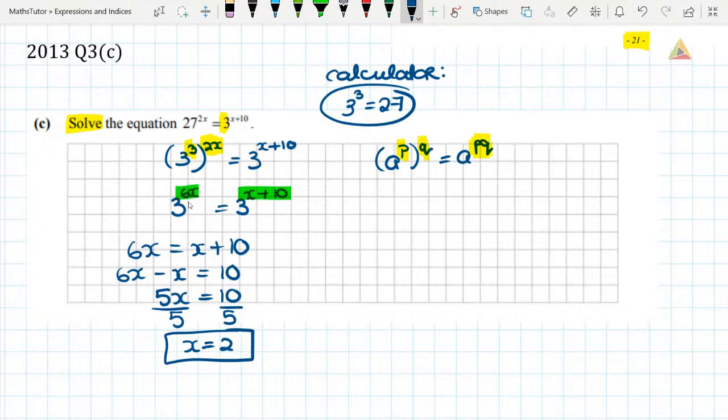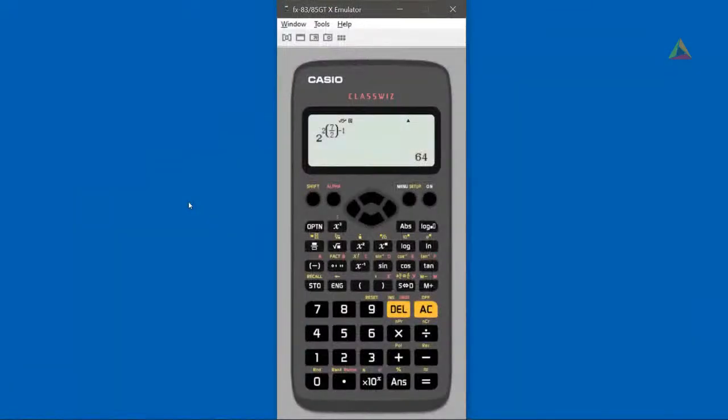And again, we can check if our answer is correct by subbing in. So I could say 27 to the power of 2 times 2. And I want to see, is that the same as 3 to the power of 2 plus 10? So on my calculator, I can type 27 to the power of 2 times 2, equals, and I get 531,441. And on the other side, we had 3 to the power of x plus 10.